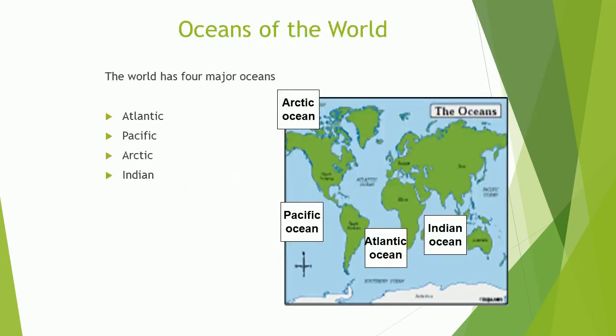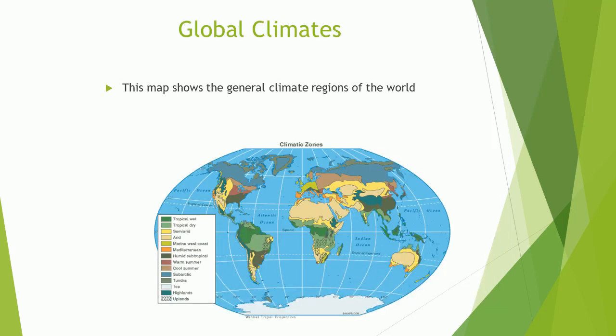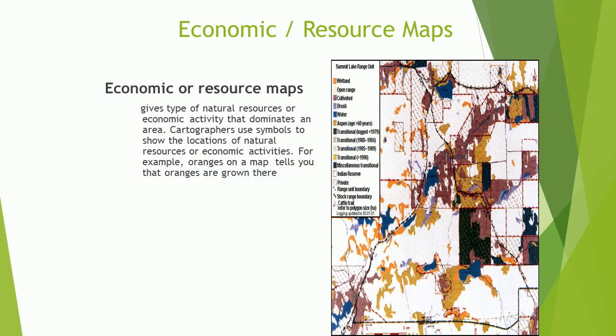Oceans of the world. The world has 4 major oceans: Atlantic, Pacific, Arctic, Indian. Global climates. This map shows the general climate regions of the world. Economic or resource maps give the type of natural resources or economic activity that dominates an area. Cartographers use symbols to show the locations of natural resources or economic activities. For example, oranges on a map tells you that oranges are grown there.